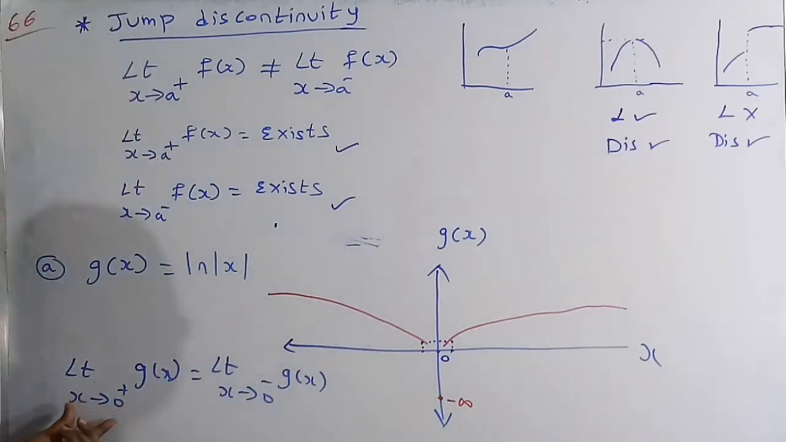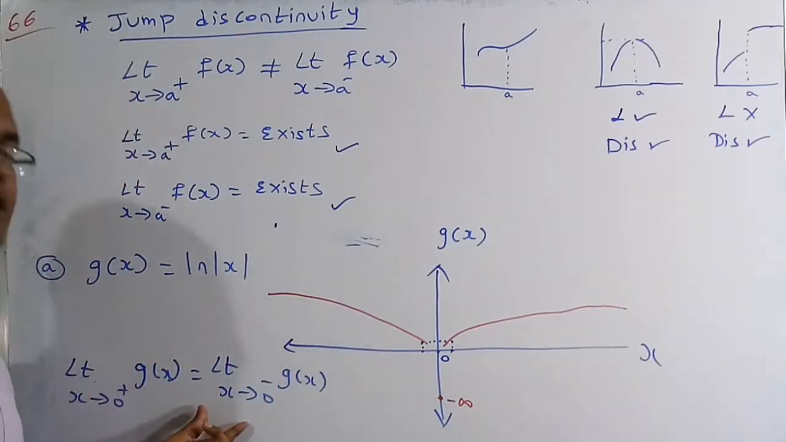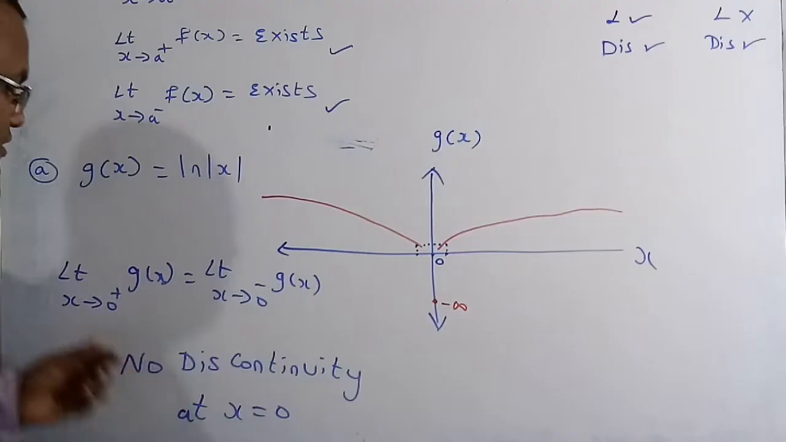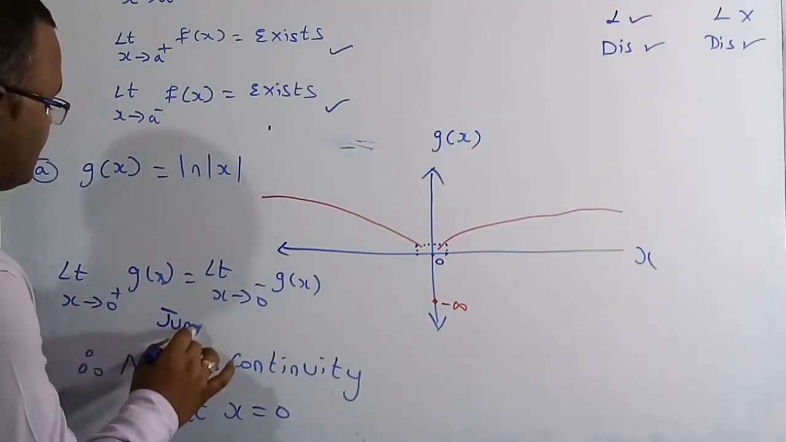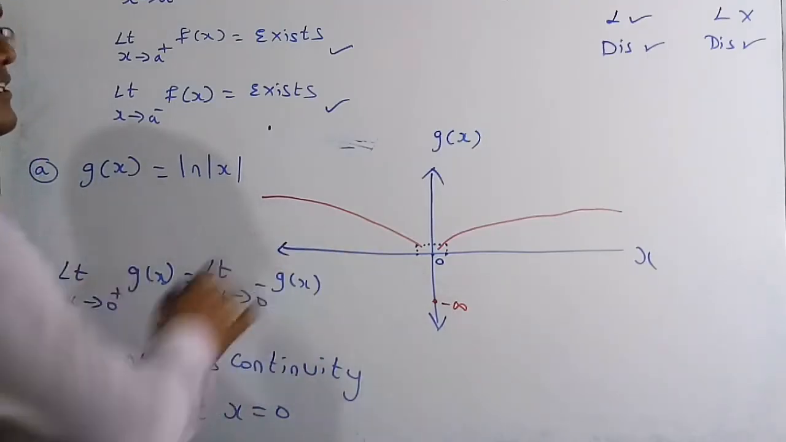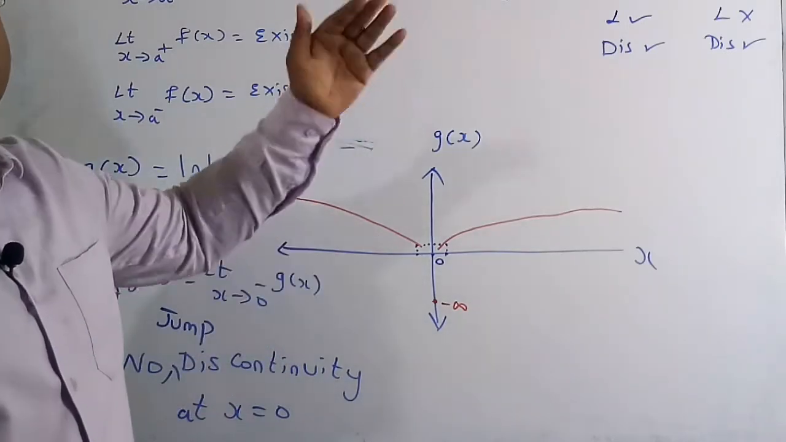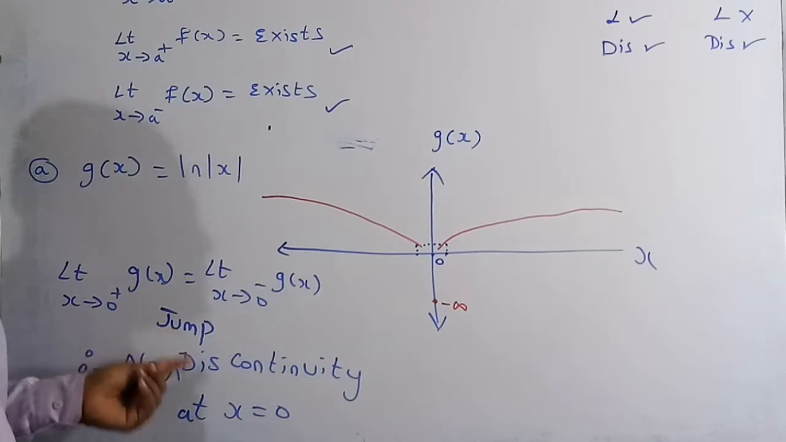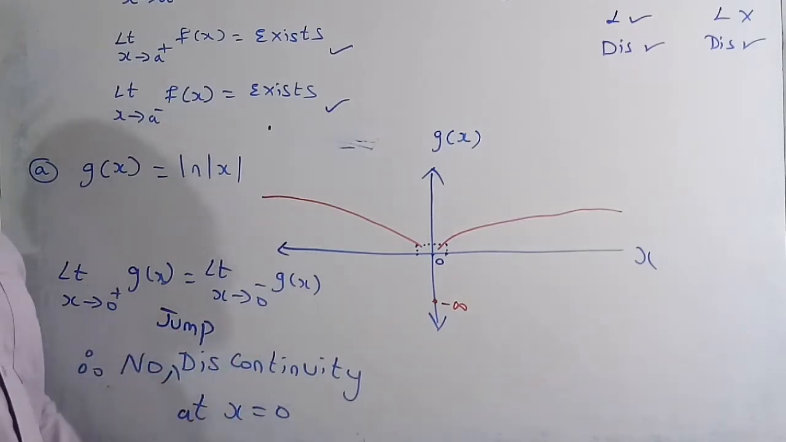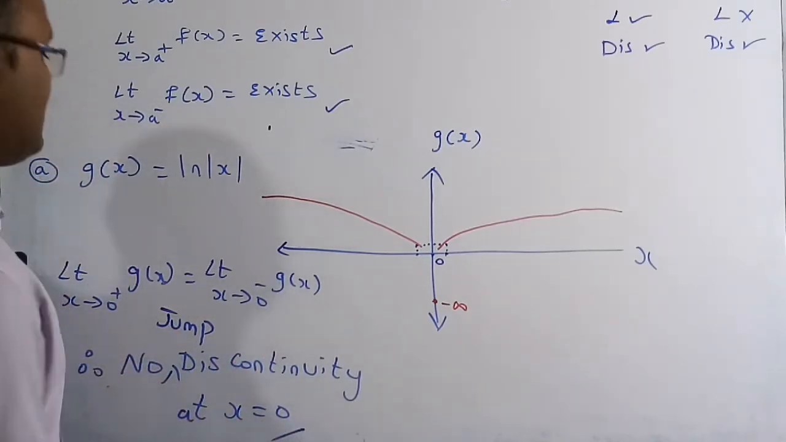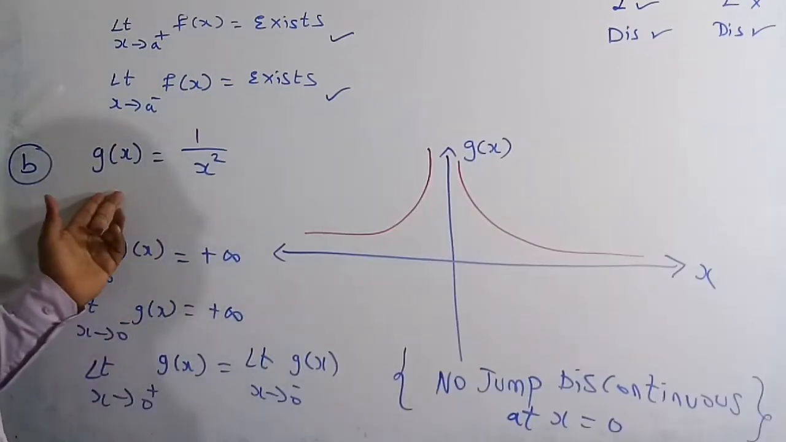So therefore we can say the right hand limit is equal to the left hand limit. So no jump discontinuity. See, the function is discontinuous, but there is no jump discontinuity, which means there is no sudden change. So we can say that no jump discontinuity is present at x equal to 0 for this graph A. Now we are going to check option B.